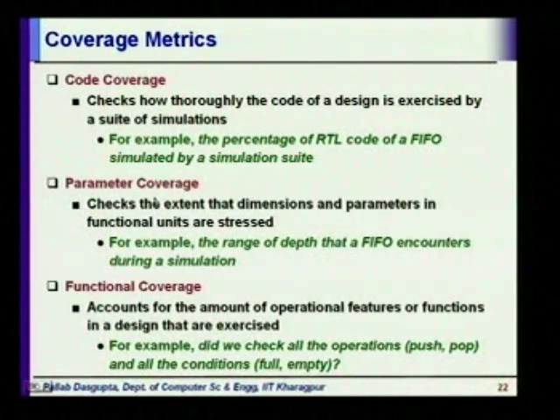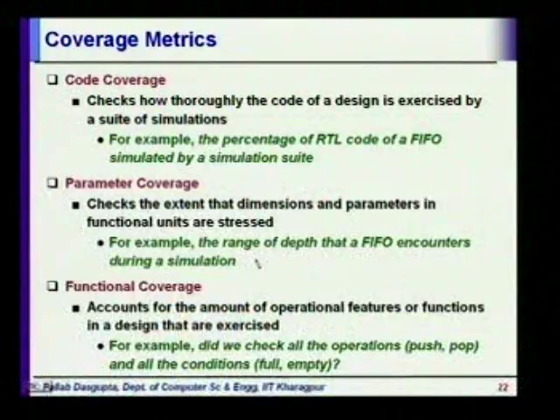Then we look at parameter coverage. Parameter coverage checks the extent that dimensions and parameters in the functional units are stressed. For example, we want to check the range of depth that a FIFO encounters during simulation. In a FIFO I might be writing 2 items, reading 1 item, writing 3 items, reading 2 items. If we do it like that, then the number of items in the FIFO at a given point of time is going to be very small. Now you might want to make sure that you are covering all cases up to the point when the FIFO is either full or almost full. So that's the range of depth that we are talking about here.